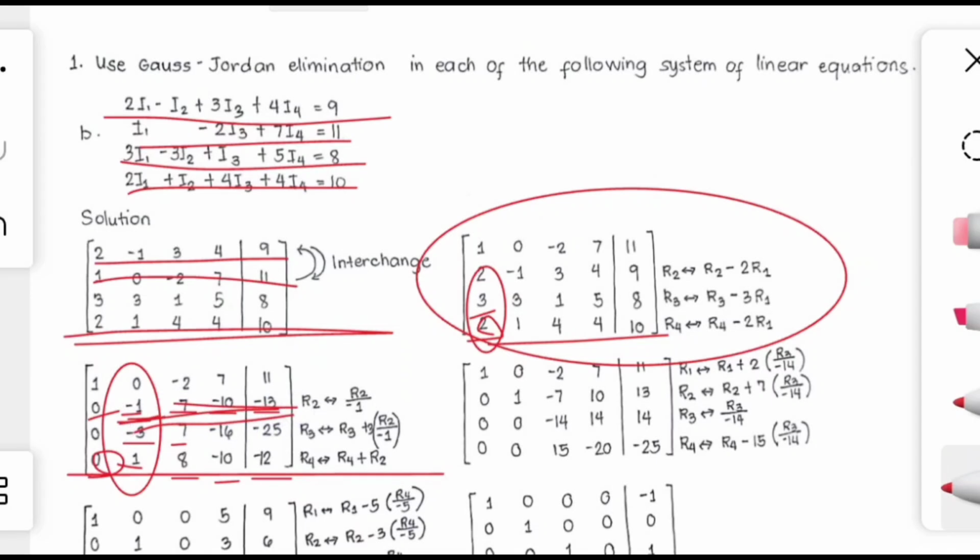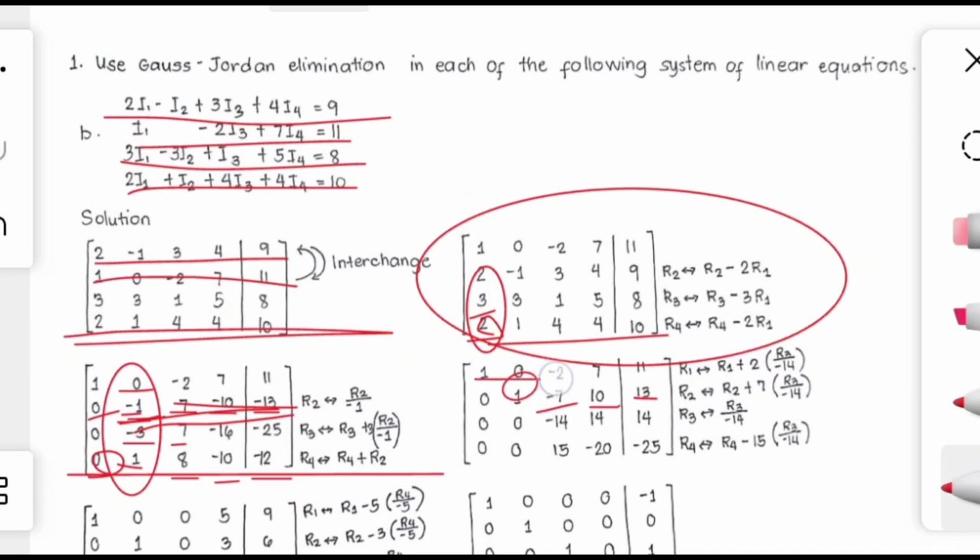So we get 1 since R2 over negative 1, so negative 1 over negative 1. And for the 7, we have 7 over negative 1, so we got negative 7. And then negative 10 over negative 1, we got 10. And then negative 13 over negative 1 is equal to 13. So since we have here, as you can see, the 0, we can just copy all those row 1.